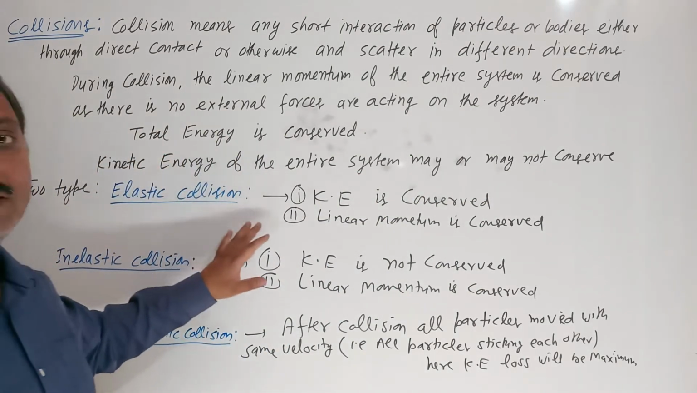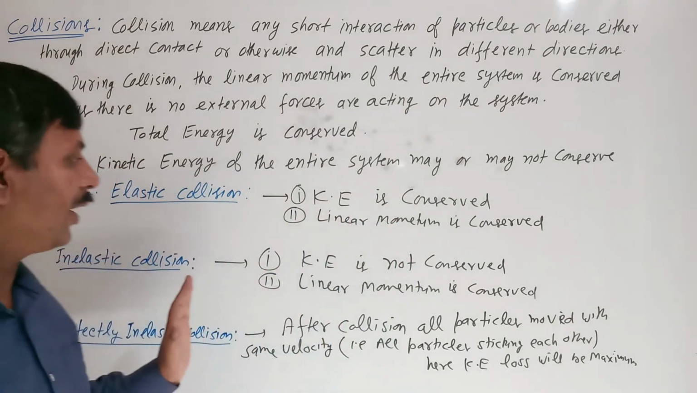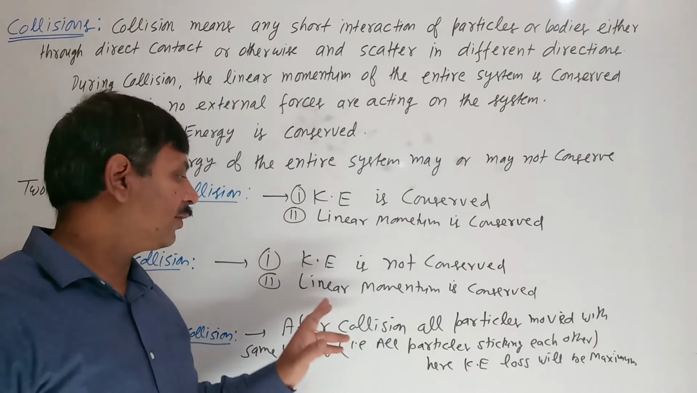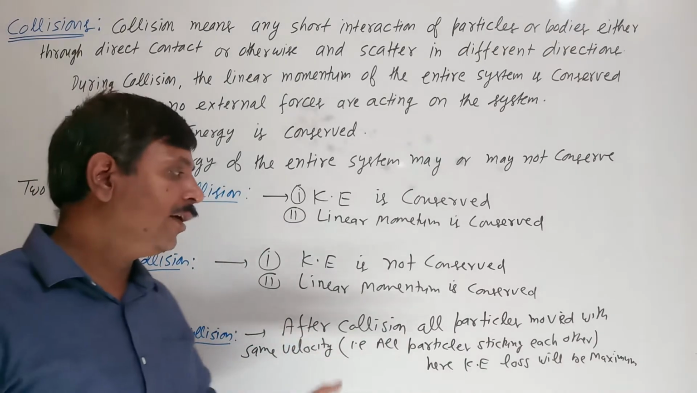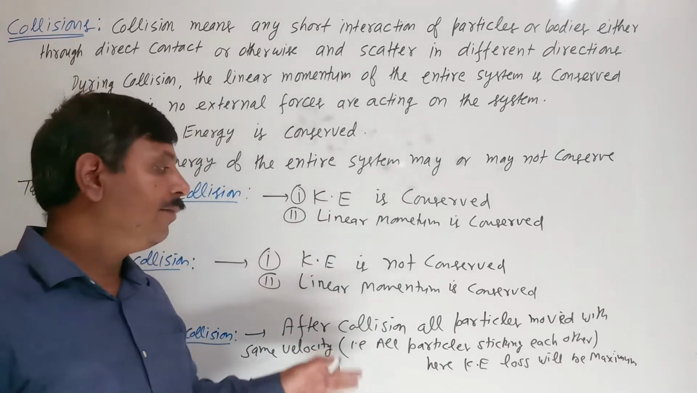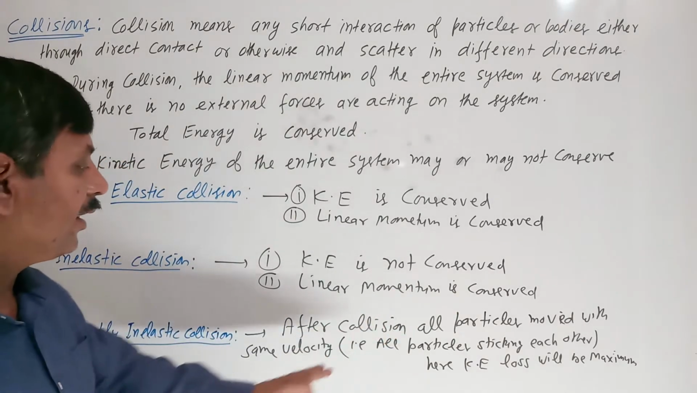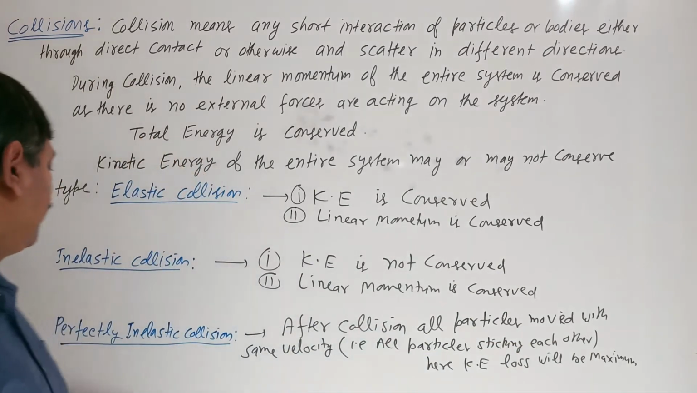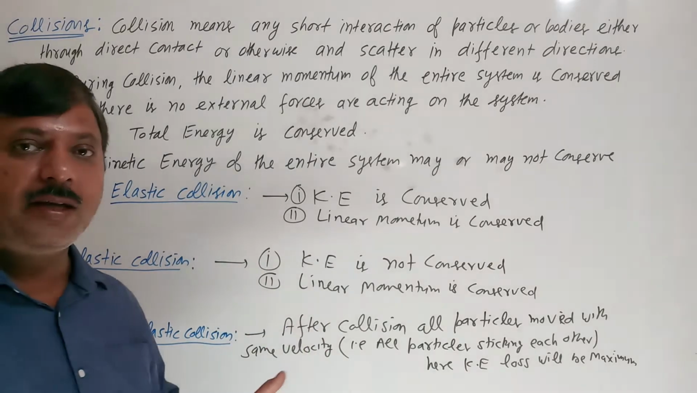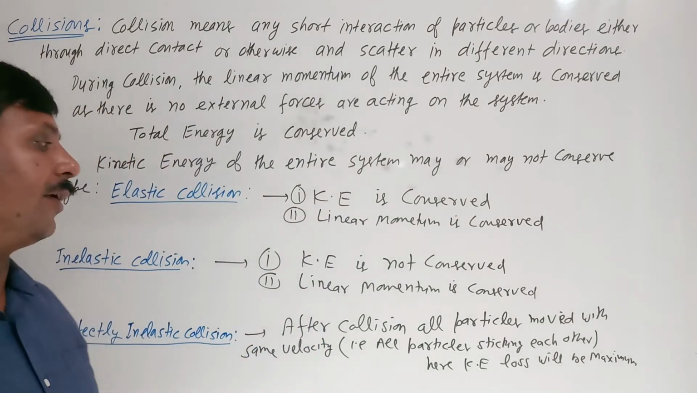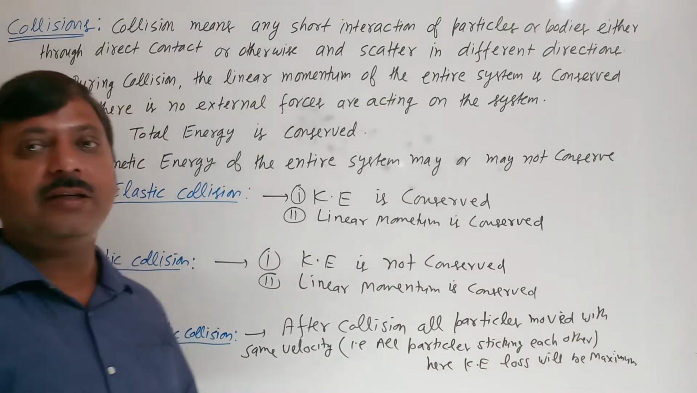Second thing, for elastic collision, kinetic energy is conserved, linear momentum तो conserved होता ही है. इनइलास्टिक में काइनेटिक एनर्जी इज नॉट कंजर्व्ड बट लीनियर मोमेंटम तो कंजर्व्ड रहेगा ही. एक परफेक्टली इनइलास्टिक इफ आफ्टर कोलिजन ऑल पार्टिकल्स स्टिकिंग ईच अदर मीन दे विल मूव विद सेम वेलोसिटी. तो हम क्या कहेंगे बेटा, दैट इज कॉल्ड परफेक्टली इनइलास्टिक. ऑल पार्टिकल्स कंबाइंड दे विल मूव टुगेदर. ठीक है, तो उसे हम क्या कहते हैं, परफेक्टली इनइलास्टिक कोलिजन.